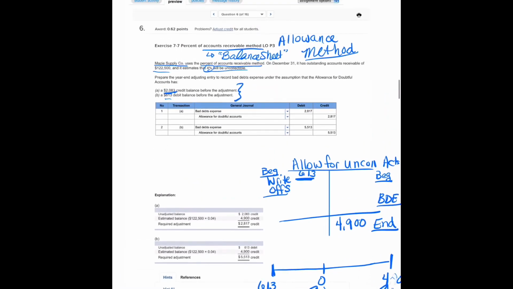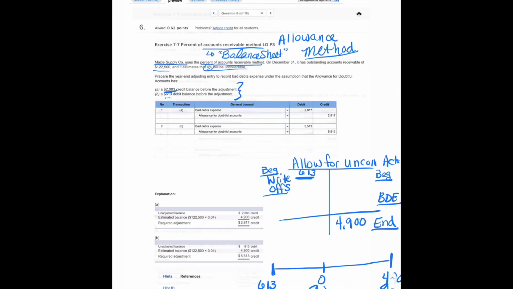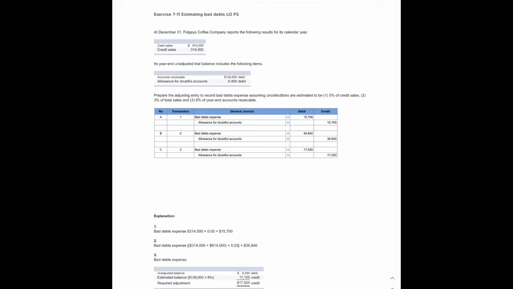So now that we have completed number 6, we'll move on to number 7. In this case, we're once again going to be looking at estimating bad debts. So let's see exactly what this question wants us to do.